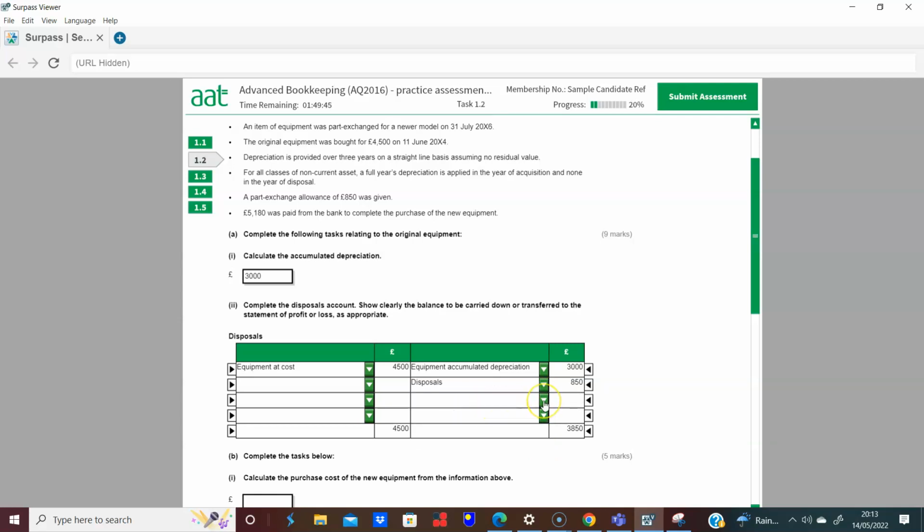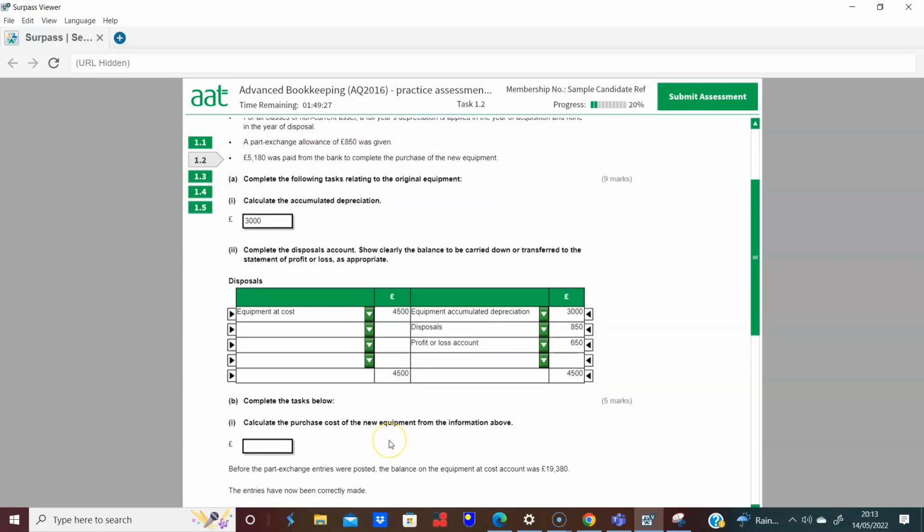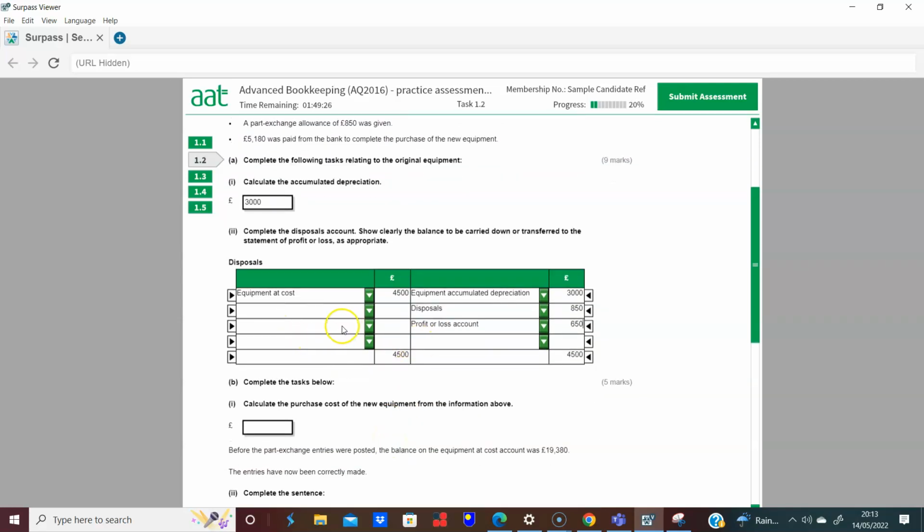And then finally, of course, there is the loss on disposal. Do I have a loss on? Yeah, the profit and loss account, I suppose. Yeah, and then you're going to have here 650. So that you should have your balance. Okay, great. So that's that bit there.